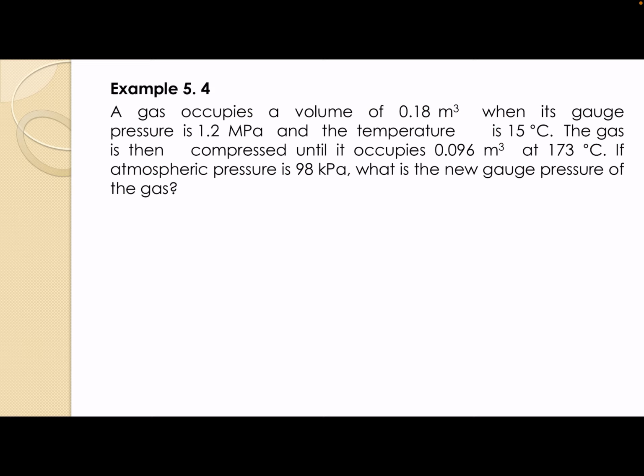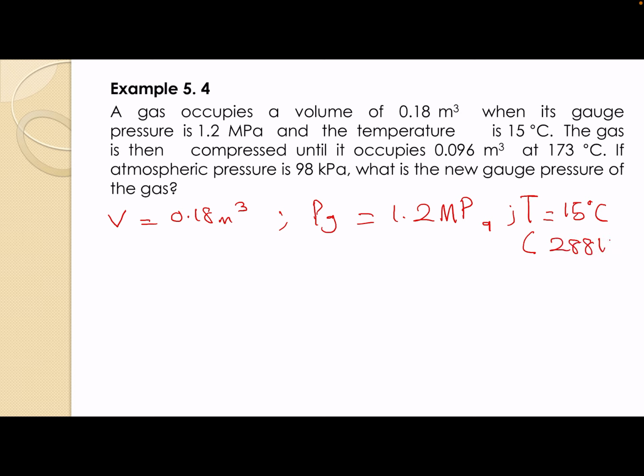Let's look at another example. A gas occupies a volume of 0.18 meter cube. So we have a volume of 0.18 meter cube. Its gauge pressure, it's important to take note of that, gauge pressure, so let's call that PG, equals 1.2 megapascal. And then at that point the temperature is 15 degrees C, which is the same as 288 Kelvin.